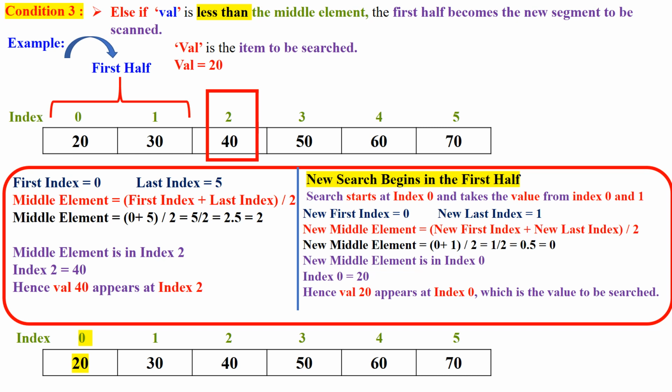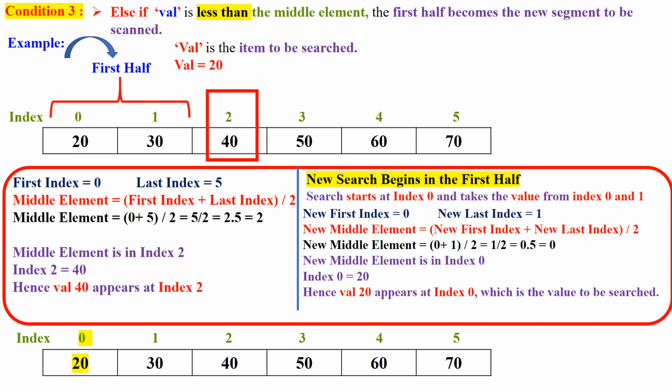Value 40 is not the value to be searched. The value to be searched 20 is less than the middle element 40. Hence we move left side to the first half of the array. Now look at the calculations on the right side of the middle red box. New search begins in the first half. Search starts at index 0 and takes the value from index 0 and 1.